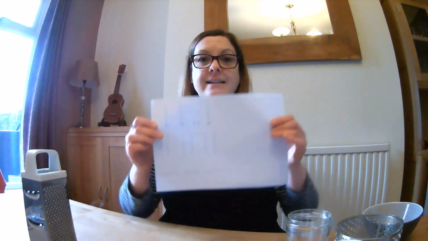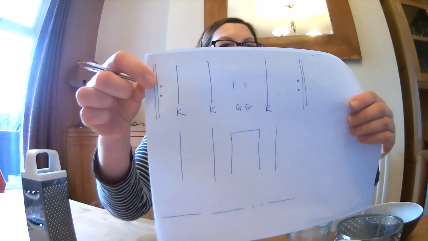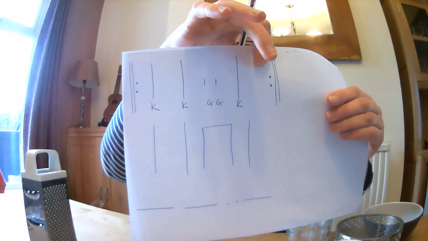All right. And if you are happy with that, you can draw another 2 lines with 2 dots, and I'll show you this in a moment. 2 lines and 2 dots before your pattern and at the end of your pattern.